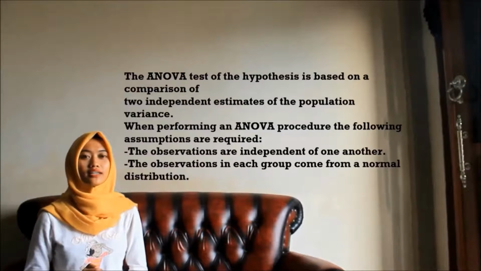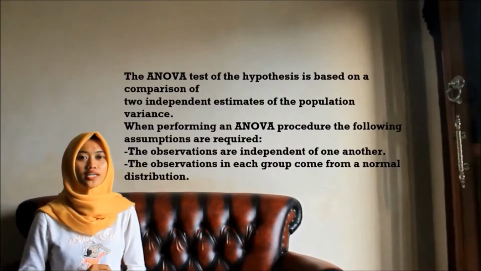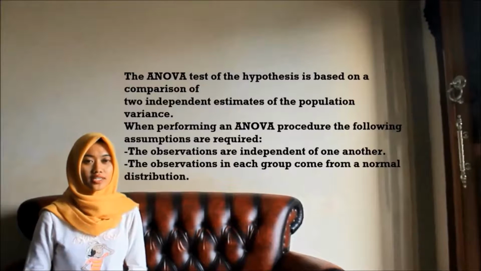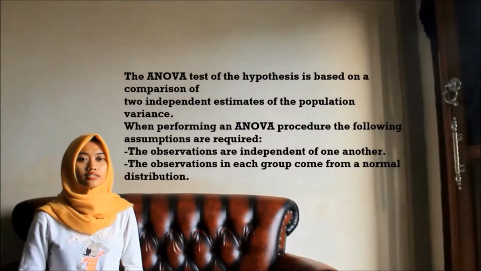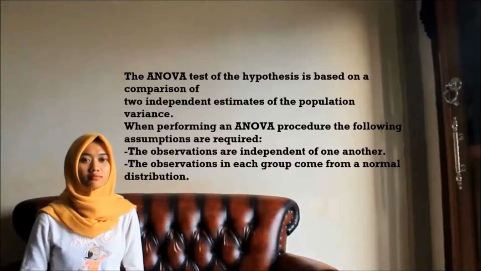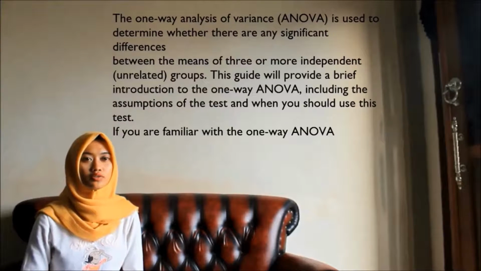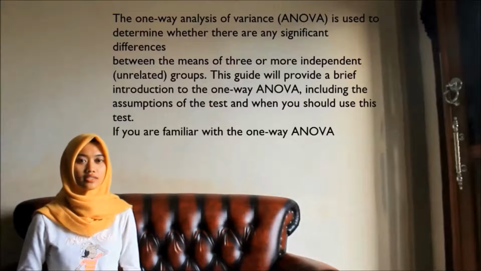When performing an Anova project, the following assumptions are required. The observations required: 1. The observations are independent of one another. 2. The observations in each group come from a normal distribution. And then the one-way analysis of variance is used to determine whether there are any significant differences between the means of three or more independent, unrelated groups.